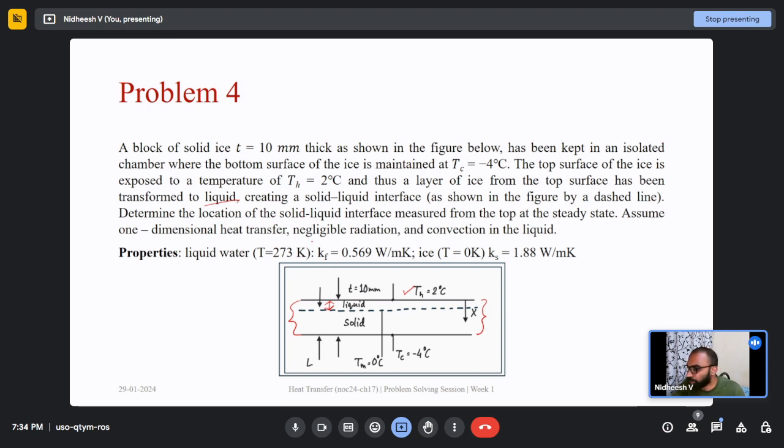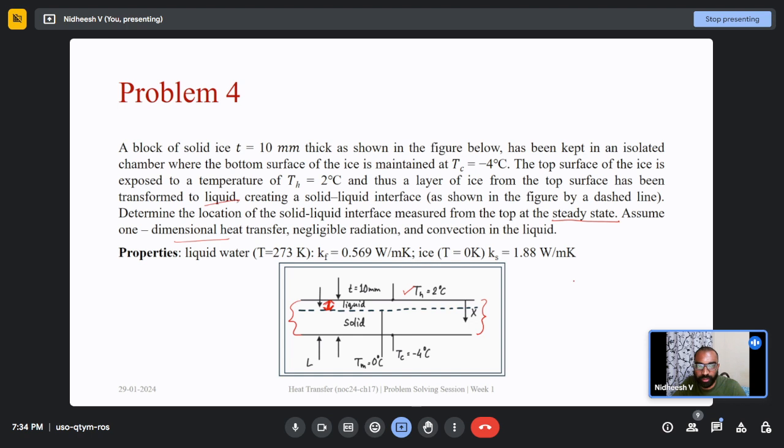Is that part clear till now? Yes. Okay. Now the question is, determine the location of the solid liquid interface measured from the top at steady state. Under steady state condition, that is no change with respect to time, we are being asked to find out the depth of this liquid layer that is formed. Assume one dimensional heat transfer.